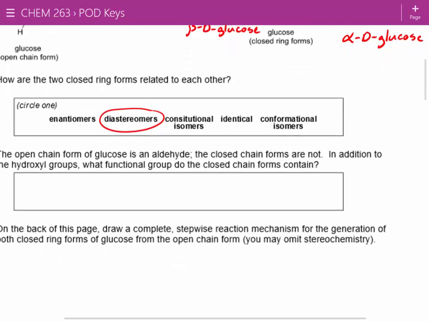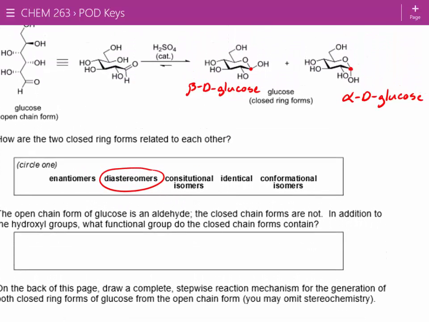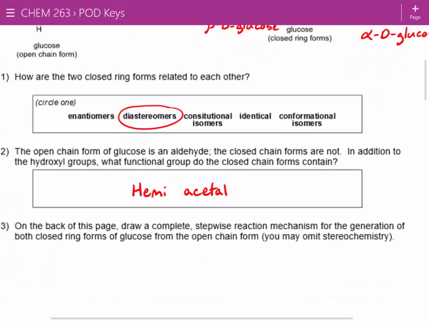All right. And then if we're looking at the closed ring forms, is there some sort of unique functional group in there? It's going to be a hemiacetal. Some people are a little confused on what the difference is between a hemiacetal and a normal acetal. The easiest way to distinguish them is to ask yourself how many times the nucleophile got added in. In this case, the nucleophile only added in once.